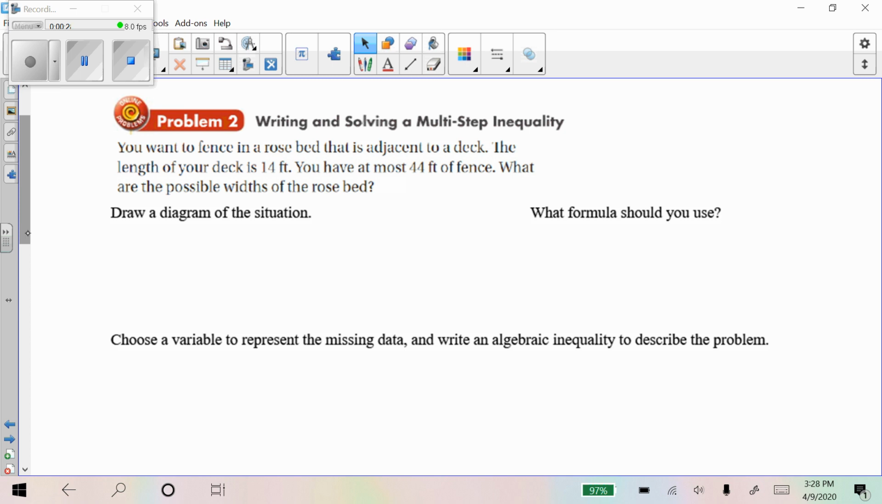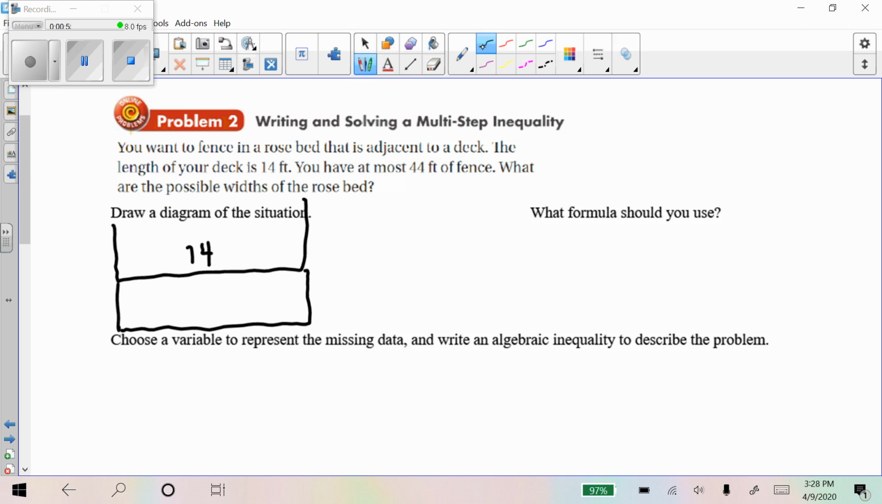You want to fence in a rose bed that is adjacent to a deck. The length of the deck is 14. You have at most 44 feet of fence. What are possible widths of the rose bed? So I think what they're saying is you have this deck 14 feet long and you're going to plant flowers along this deck. Now we know the one dimension is going to be 14 for our fence.